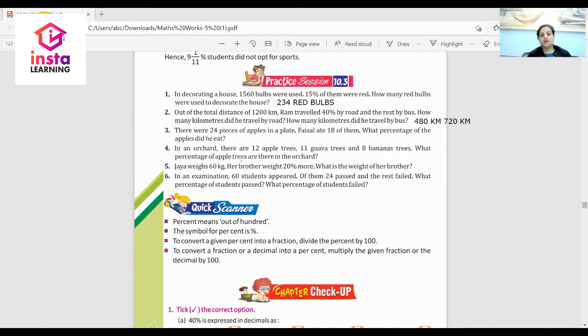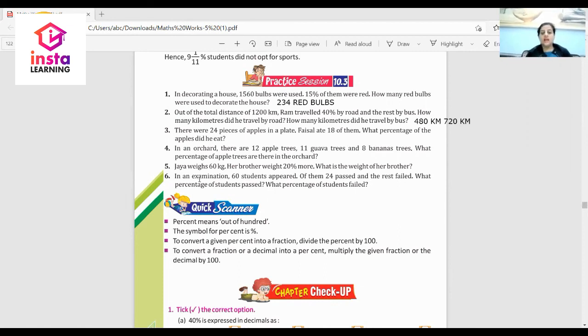Now, in an orchard, there are 12 apple trees, 11 guava trees and 8 banana trees. What percentage of apple trees are there in the orchard? So you have to add them up, and then take out the percentage for the apple trees.